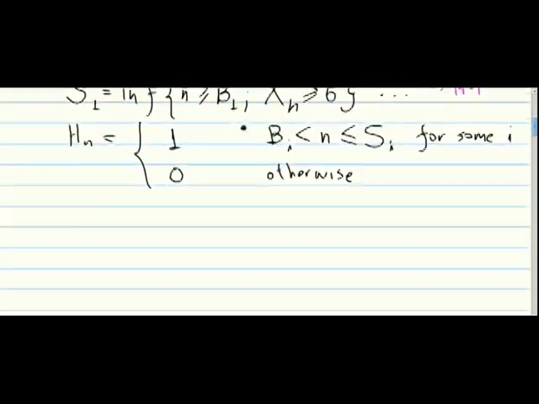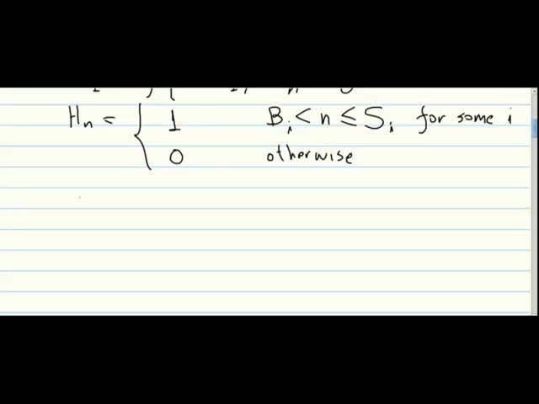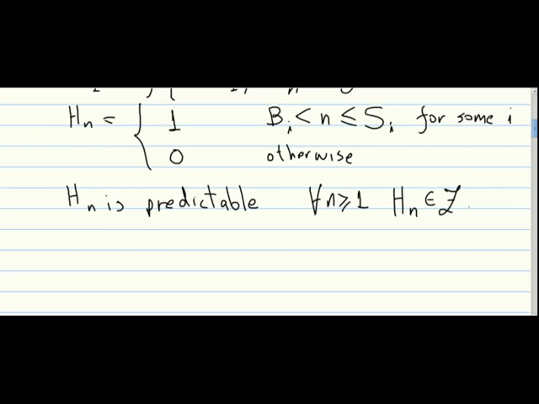So let us see that H is in fact a predictable process. So what does it mean for H to be predictable? It means that for every n bigger than 1, Hn belongs to Fn minus 1, which is a stronger requirement than being adapted.